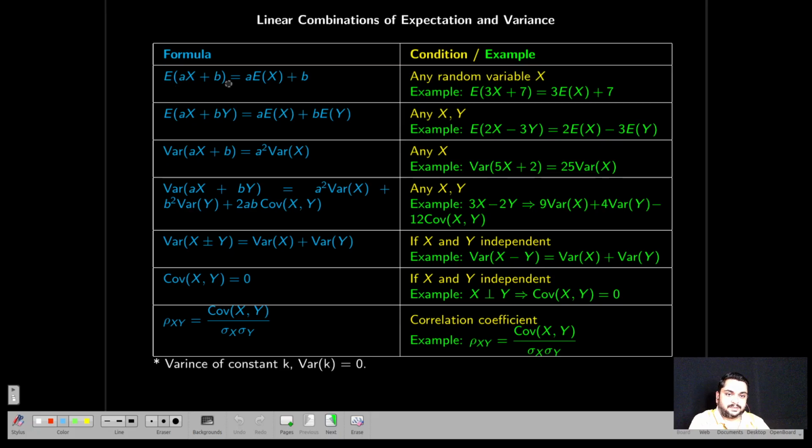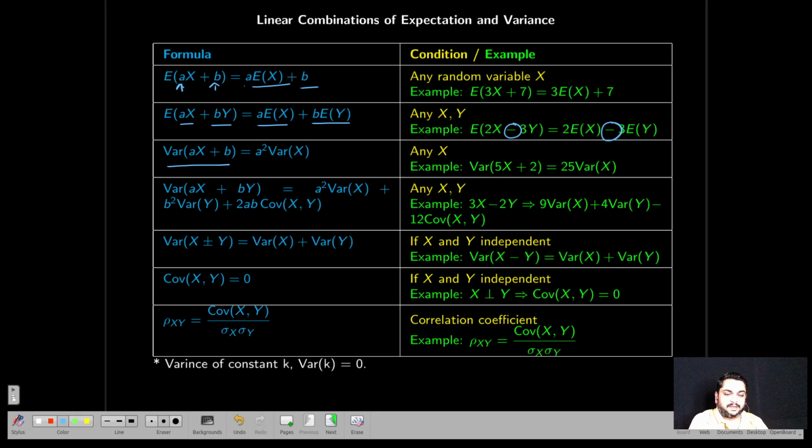E of ax plus b, where a is a constant, b is a constant, will be given as a into E of x. We can bring out a because it is a constant, and then the expectation of b is equal to b only. So here is an example. E of 3x plus 7 is equal to 3 into E of x plus 7. Similarly, expectation of ax plus by is a into E of x plus b into E of y. So please observe here, if there is a minus, it will be minus only.